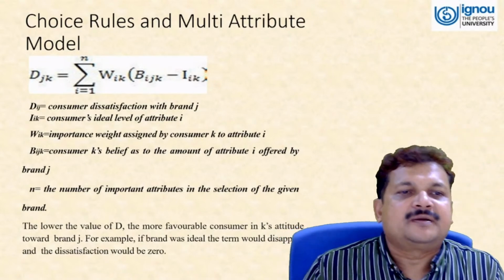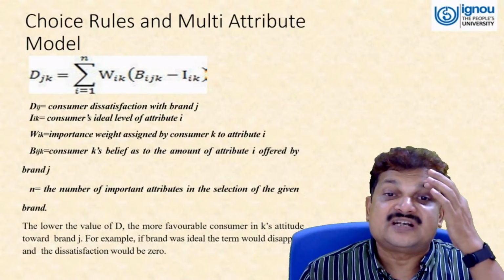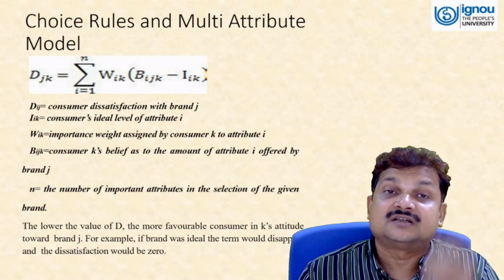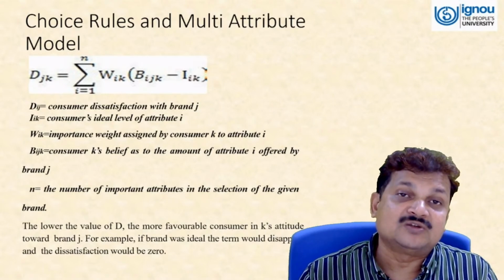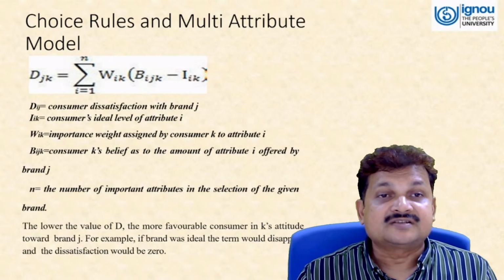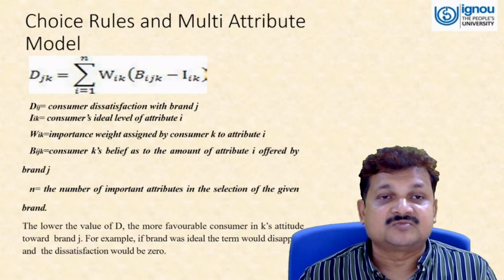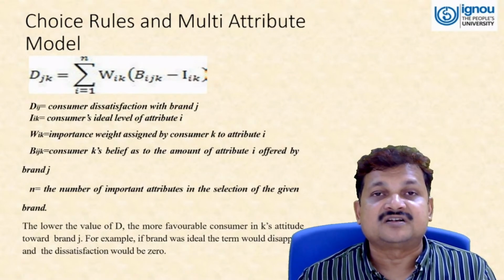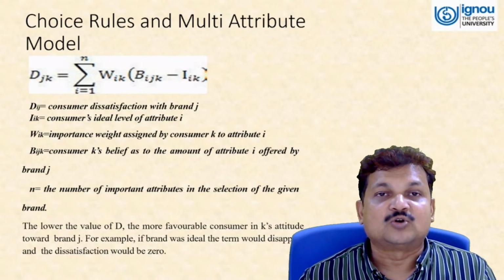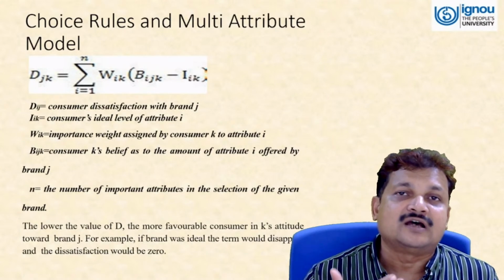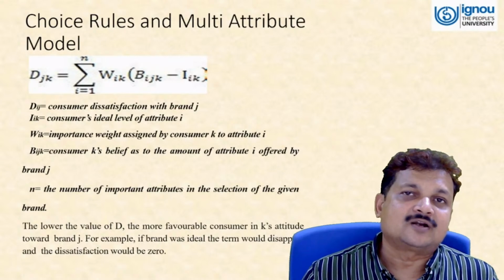Now WIK is the importance weight assigned by consumer K to the attribute I, meaning how important this attribute is to the consumer. Although the ideal levels are set, an old age consumer may not be interested in the camera of a cell phone. He is more interested in how clearly he can talk, and how quickly he can surf the internet. So camera is not a vital thing, and he may put less importance on it.